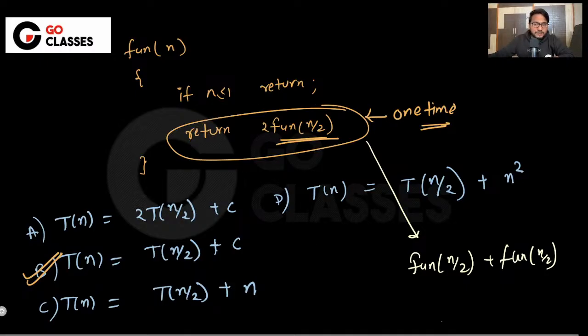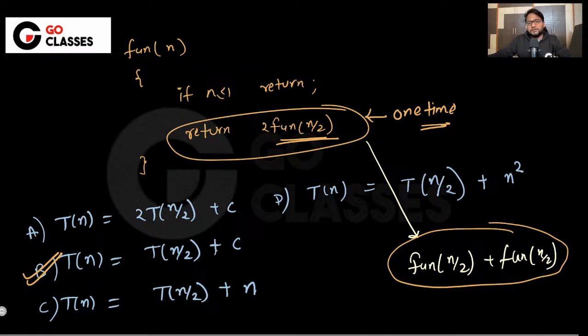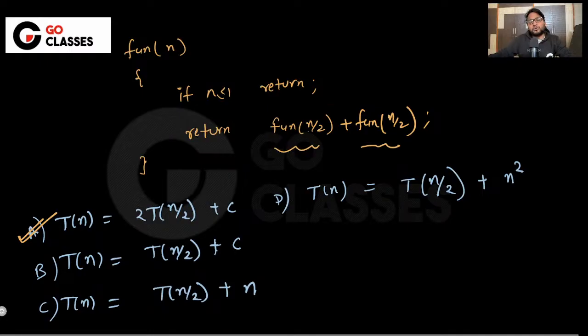See, here it is written 2 into fun(n/2), which is very good. This one is a foolish thing, because you are unnecessarily calling it twice. You can call it once and then multiply by 2. If you can do that, then it is better. If you're calling it twice, then A will be the answer, but it is not a good thing to call it twice if you can do it in just one call.